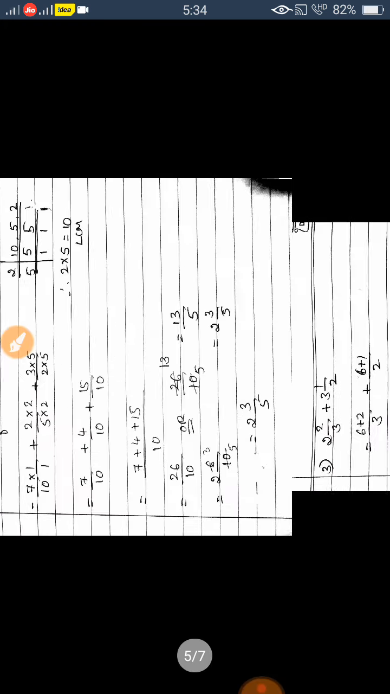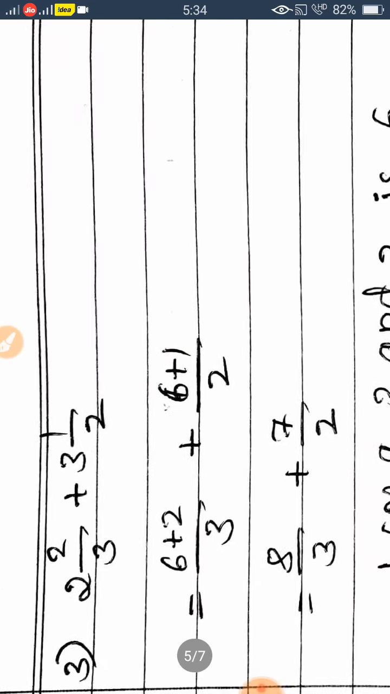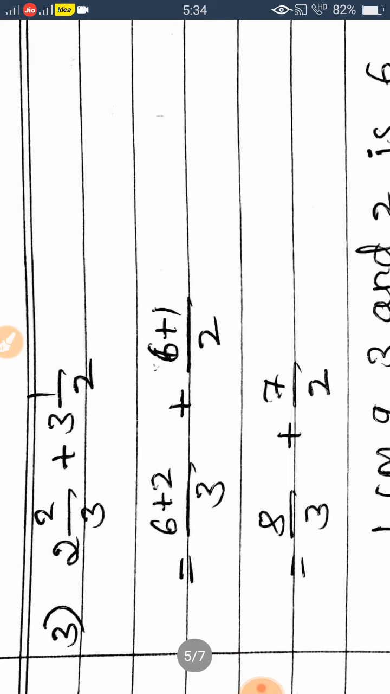Third. So here I have taken a mixed fraction. Why have I taken this example? These are all examples of exercise 2.1 itself. Why? Because we have to convert mixed fractions into improper fractions, then we have to apply the same procedure.